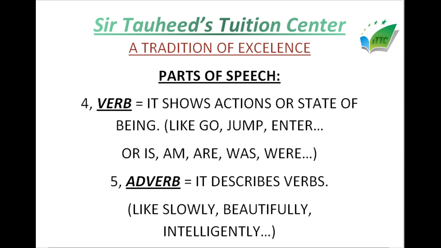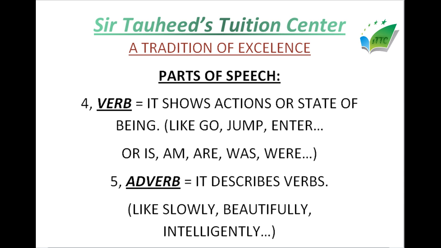Another thing is adverb. It describes verbs, like slowly, beautifully, intelligently. I could say that she runs very slowly, or he writes poetry beautifully, or I could say he is scoring intelligently in any game or in anything.